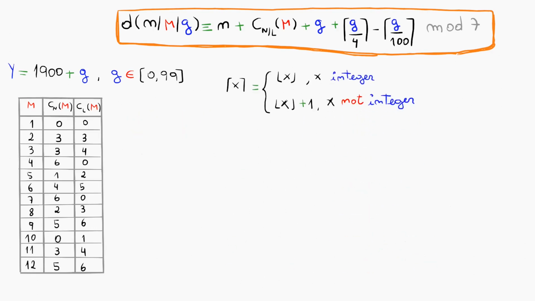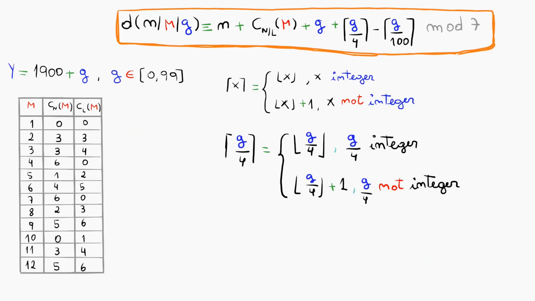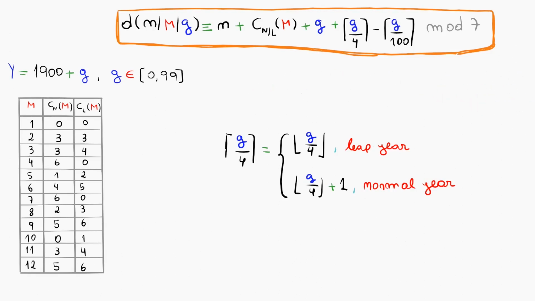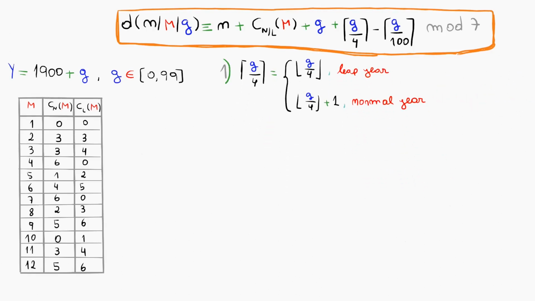Let's apply this to the ceiling function of g over 4. We note that the condition that g over 4 is an integer is equivalent to the year being a leap year. On the other hand, g over 4 not being an integer is equivalent to the condition that the year is a normal year. This is the first point to highlight. The second point has to do with the relationship between C of L and C of N.